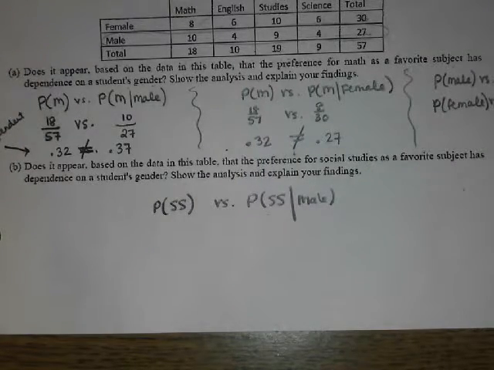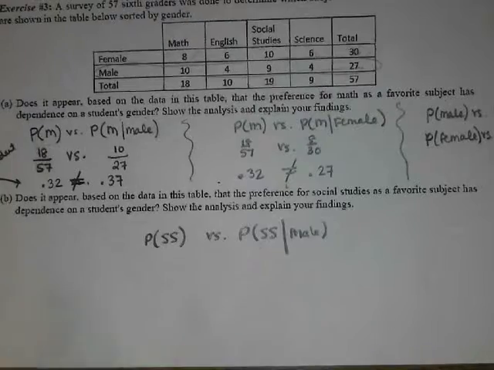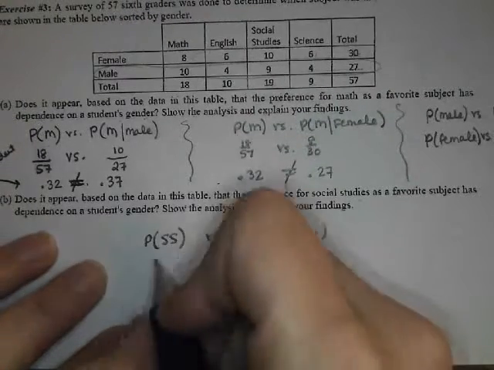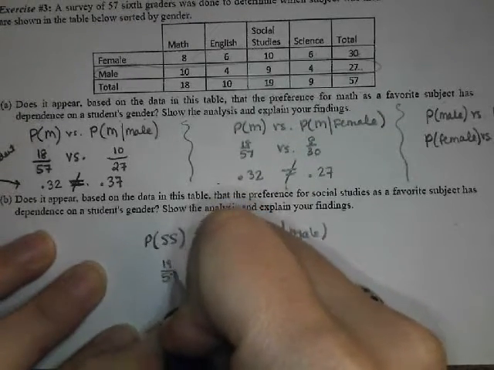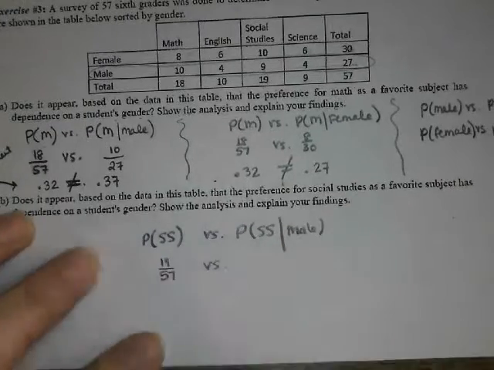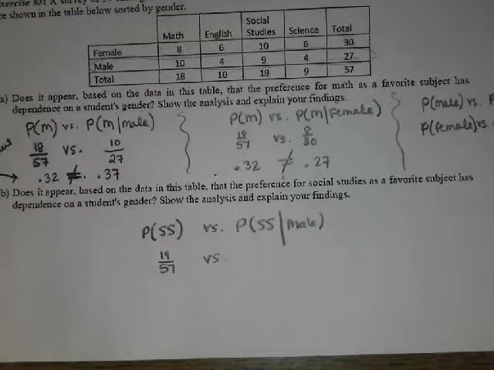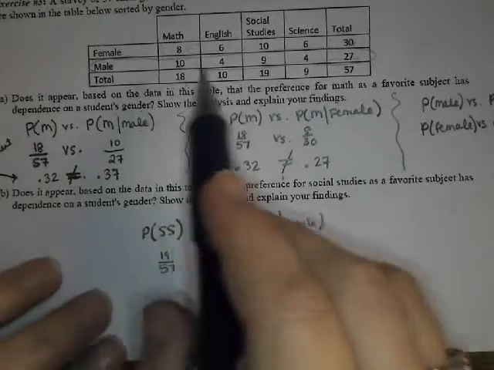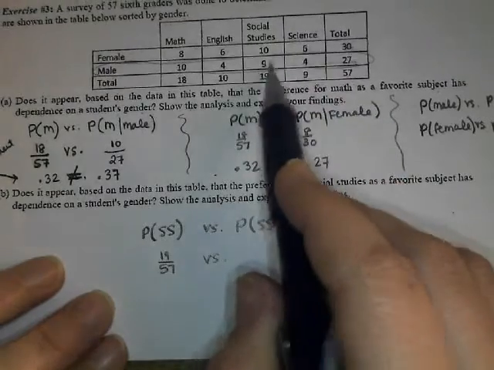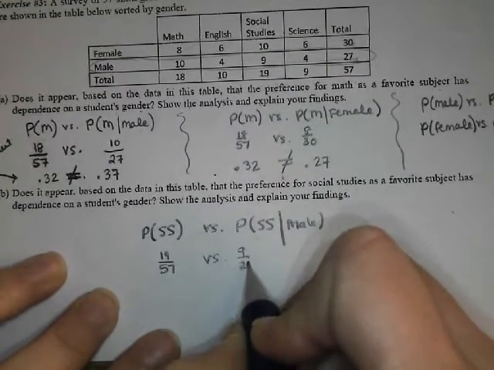Margaret, what do you think? What's the probability of liking social studies? Perfect, 19 out of 57. And we're going to compare that. What's the probability of liking social studies given that you are a male, Morgan? Out of the males, 27, 9 like social studies. Perfect. And we're going to compare those.